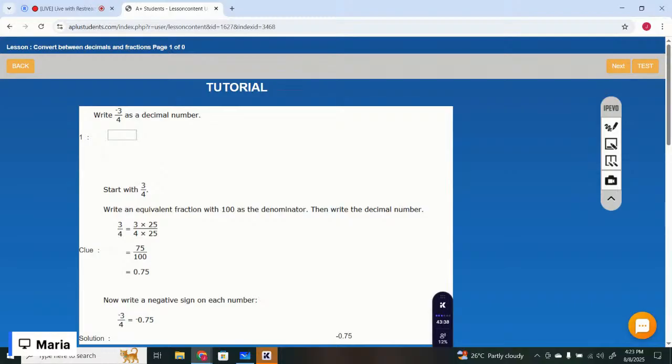Write the fraction 3/25 as a decimal number. So we need to write it in decimal form, so we need to make the denominator equal to 100. 25 times 4 is 100, so let's multiply the fraction by 4. 3 times 4 is 12 and 25 times 4 is 100. So that would be 0.12.